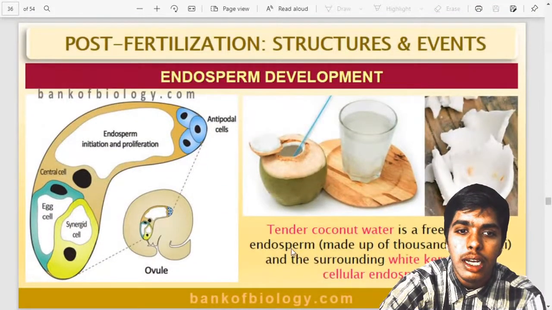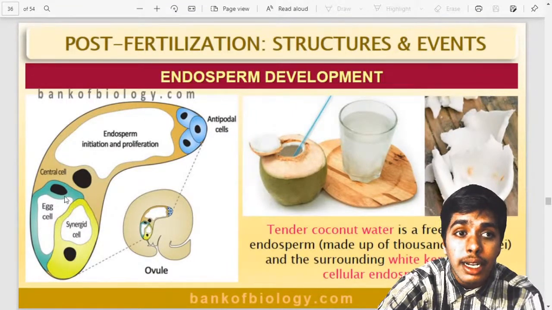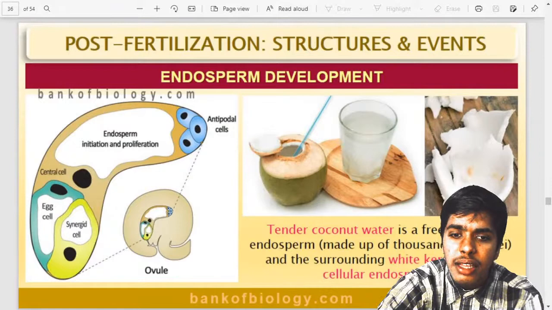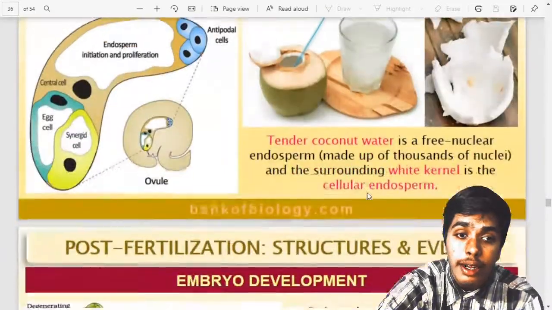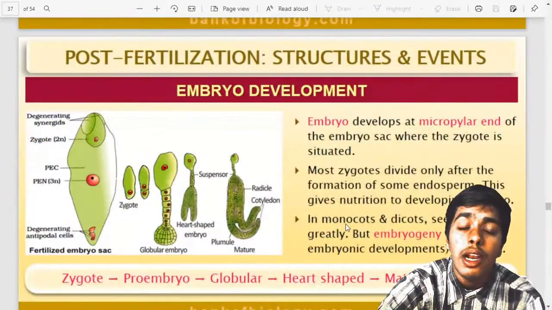Endosperm development. Tender coconut water is a free nuclear endosperm. That means it is free nuclei. That is the central cell, made up of thousands of nuclei. And the surrounding white kernel is the cellular endosperm. This white kernel is the cellular endosperm, and this, the thousands of nuclei, is the coconut water. Now, embryo development.